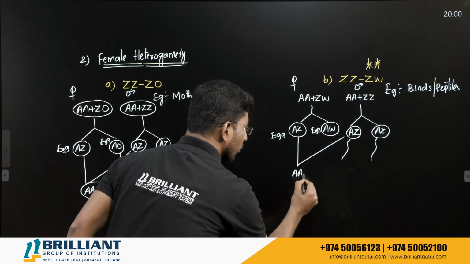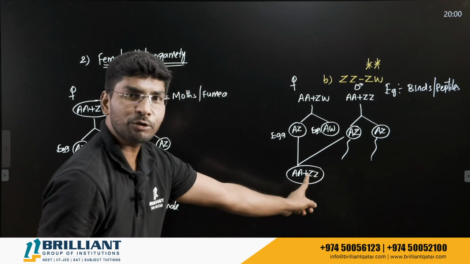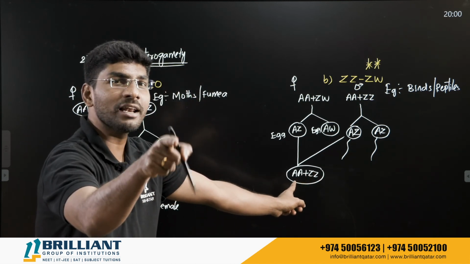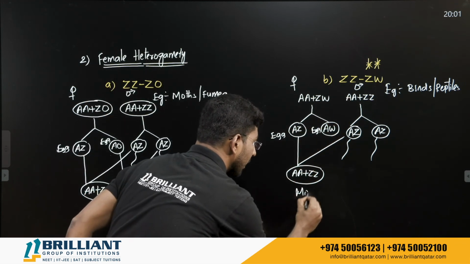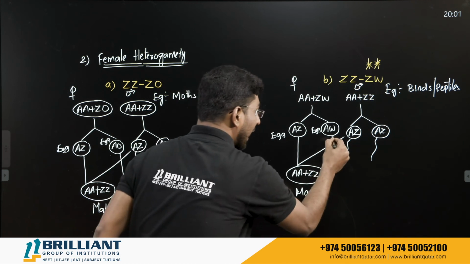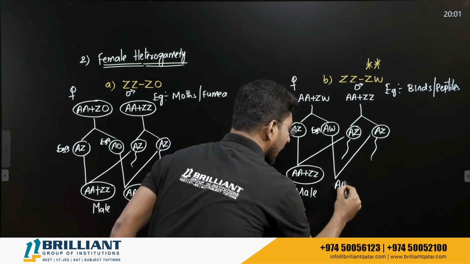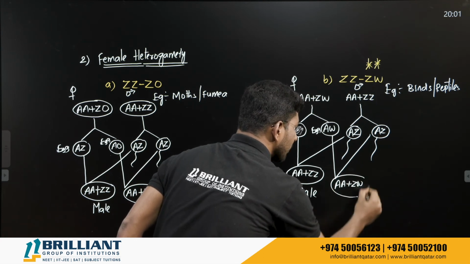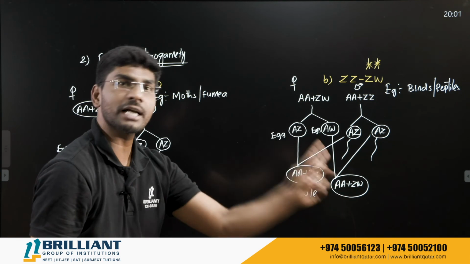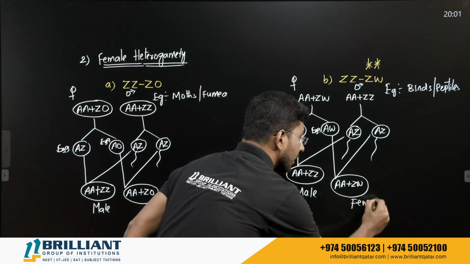AA autosomes plus ZZ. When two Z chromosomes are there, is it male or female? Come on, male individual. Look here, male. Now, AW egg is fertilized with the AZ sperm: AA plus ZW. When ZW, two different sex chromosomes, are there, it is female. Keep in mind, all of you.